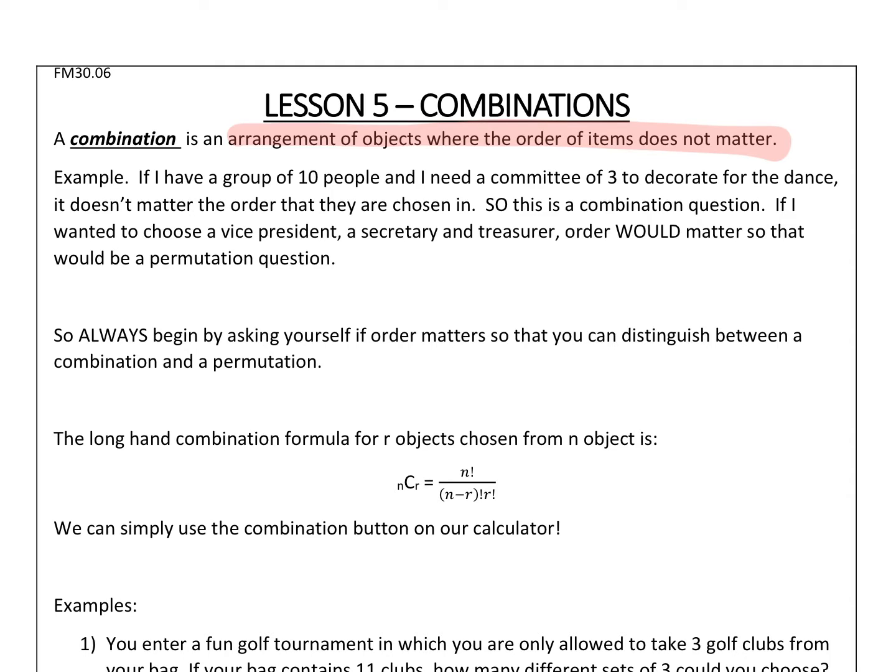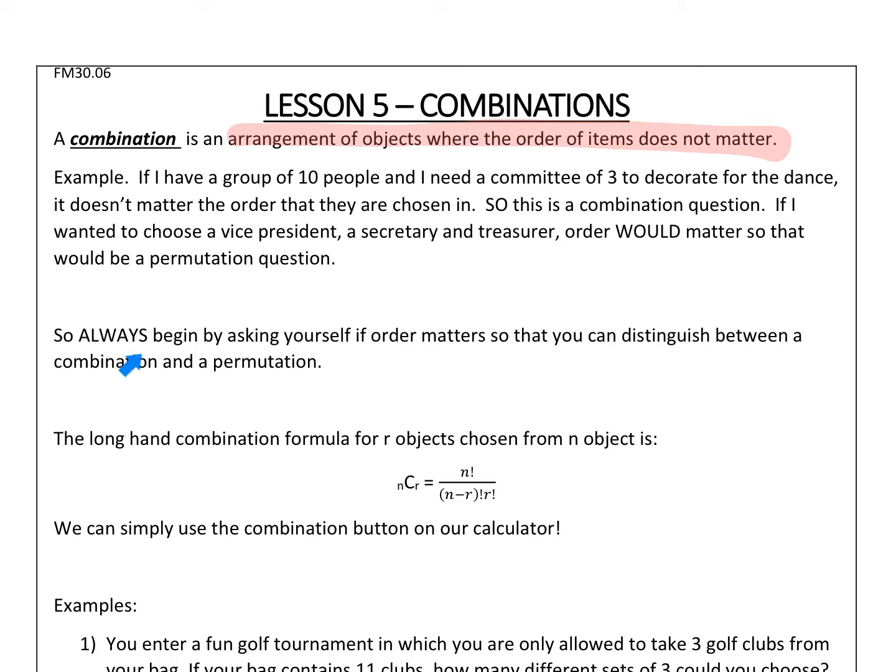So if I look at this example where if I have a group of 10 people and I need a committee of 3 to decorate for the dance, it doesn't matter what order they are chosen in. So this is a combination question. If I wanted to choose a vice president, a secretary, and a treasurer, where they have specific jobs, then order would matter. So that would be a permutation question.